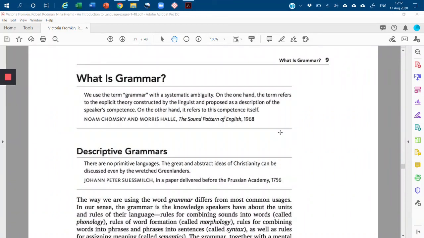Okay, we're going to continue with our work in Frumpkin. The last video clip last week, we covered the introduction to language. Today, we're going to be looking at what is grammar.